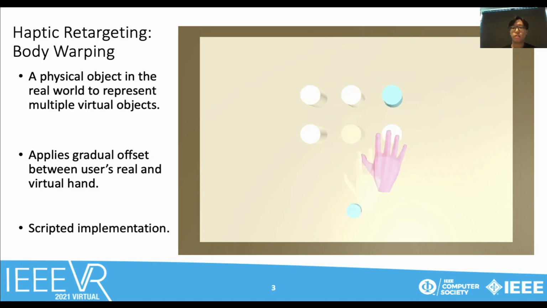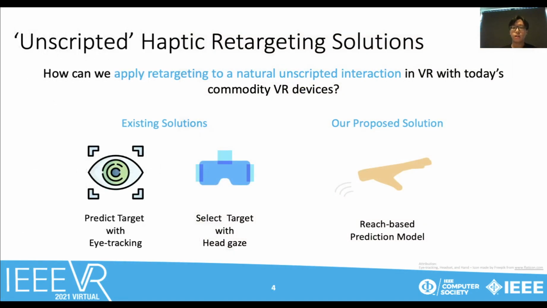The current implementation of body warping on its own is mainly explored in a scripted manner, where the users were instructed what to reach. However, a natural reach interaction should support unscripted interaction. There are two current solutions to support unscripted retargeting interaction, one using additional hardware like eye tracking, or requiring users to use head gaze to select a target prior to reach.